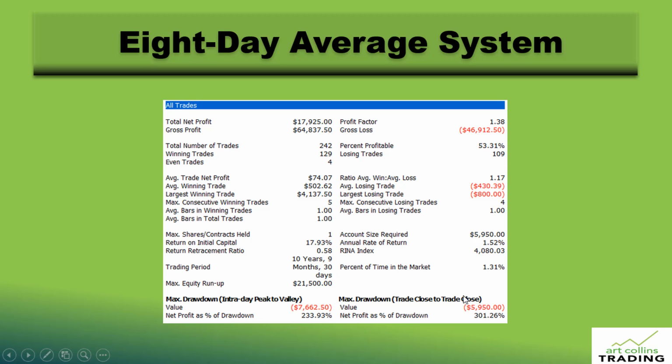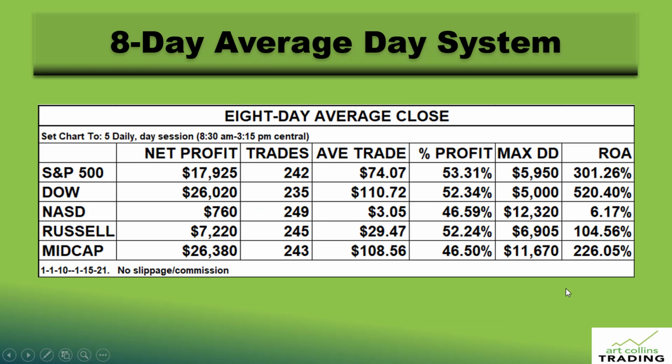$5,950 worst drawdown over that 11-year period. That figure going into your ultimate profit gave you a return on account of 301%. So you would have tripled your money during that time frame. And it looks even better in the Dow, right? $26,000 profit, only a $5,000 drawdown for a return on account of 520%.